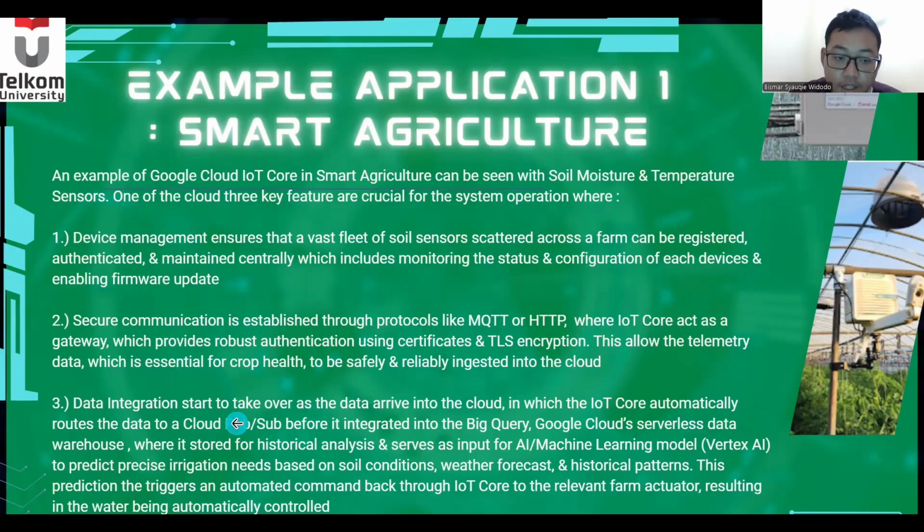And finally, for data integration, it will start to take over as the data arrives in the cloud, where IoT Core automatically routes the data to Cloud Pub/Sub before it integrates into BigQuery, where the data will be stored for historical analysis and served as an input for AI or machine learning models. This, of course, will allow the AI to predict precise irrigation needs based on several factors such as soil condition, weather forecast, and historical pattern.